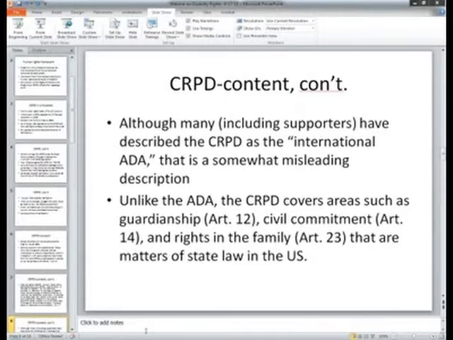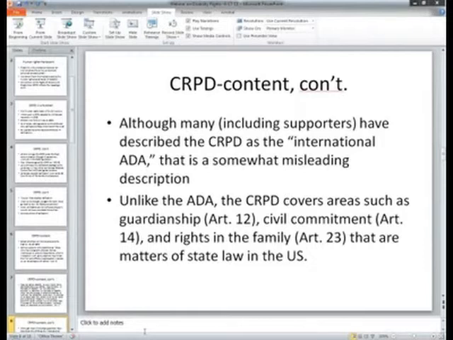And some of the arguments were, if we want United States citizens who are traveling abroad to have access to various buildings and other parts of society, the CRPD would be important for that. That is true, I believe. But it is, I think, a little misleading to say that the CRPD is something like an international ADA. And that's for a variety of reasons, some of which I will cover.